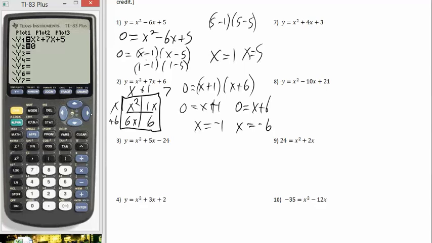x squared plus 7x plus 6 equals 0. And we go on to our graph. We can see they're at negative 1 and negative 6. If we go into our table, we're looking for where y equals 0, or where these two are the same. So at negative 1 and at negative 6.